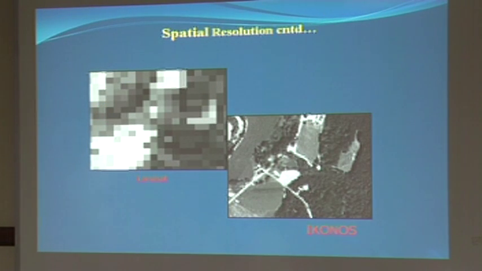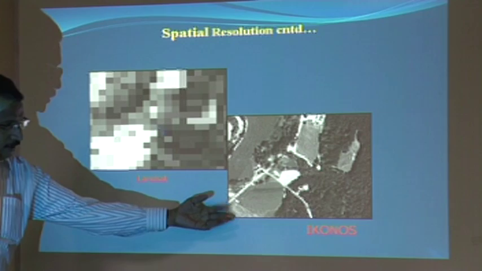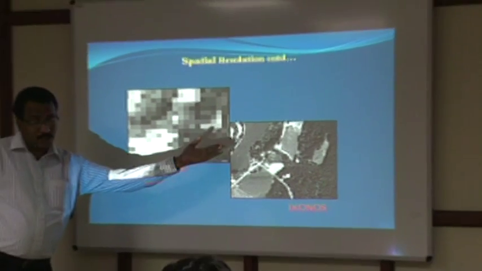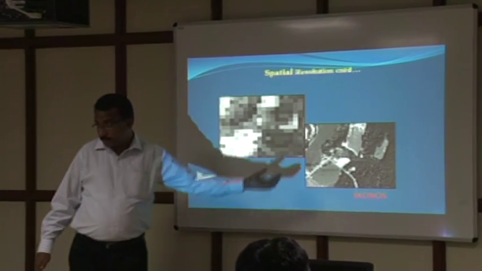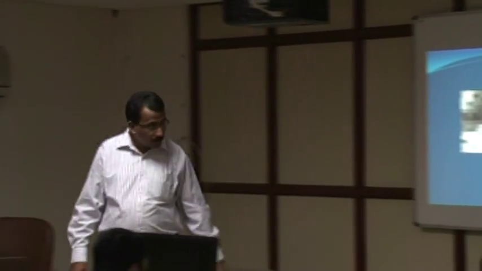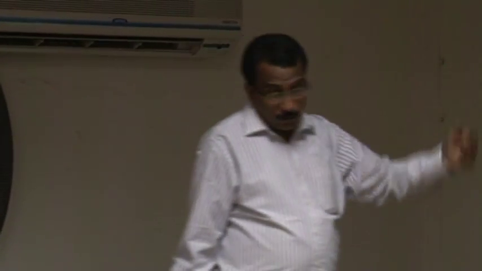This is IKONOS, and this is Landsat. This resolution is 1 meter, so you can see some objects. Whereas Landsat, with 23 meter or so resolution, you may not be able to see anything. That is the spatial resolution.